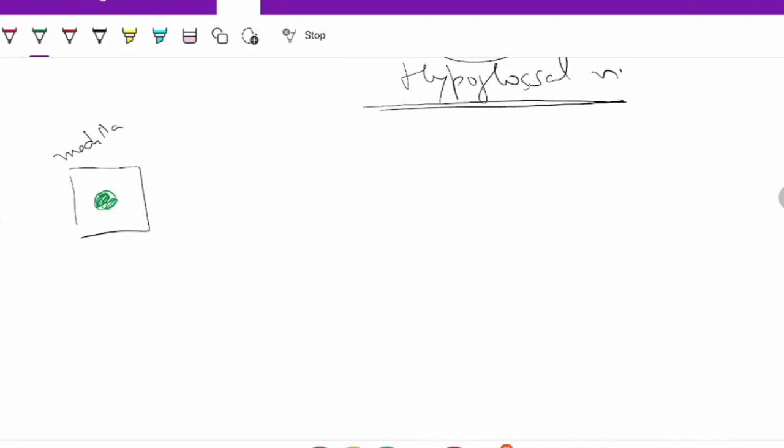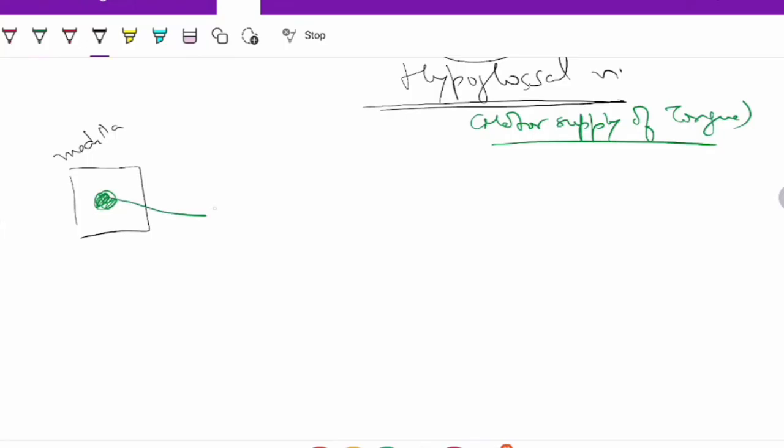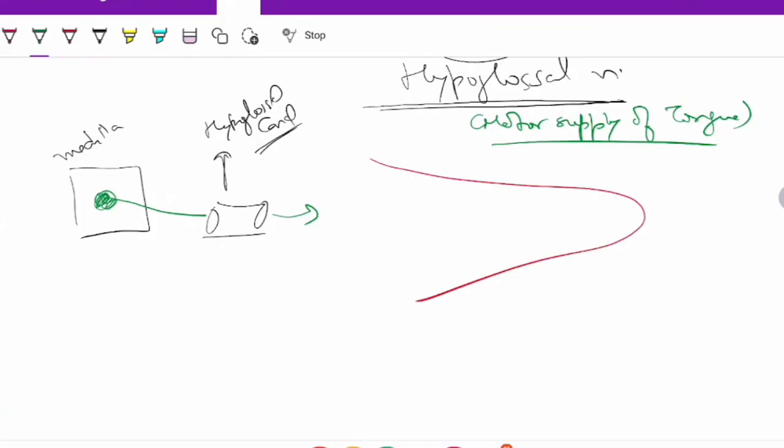I will make a short video about the tongue's nerve supply especially to clarify any doubts. But as of now, we should remember the 12th is responsible for the motor supply of the tongue, right? So this nerve originates, goes outside the skull through a structure known as the hypoglossal canal, comes out of the skull, goes to the tongue and supplies it. Very simple, right?